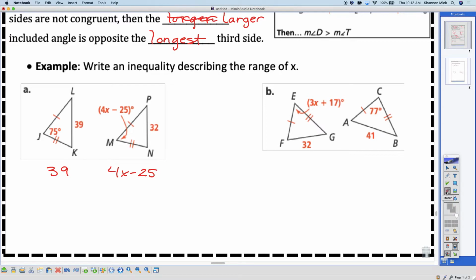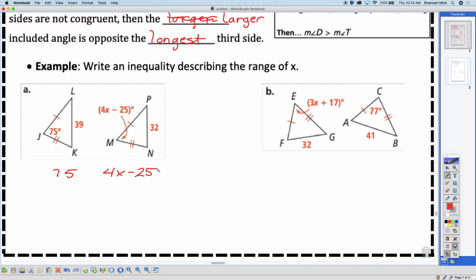What did I do? I mixed an angle with a side. Can I mix an angle with a side? No, it has to be angle, angle. We were doing sides, but the converse talks about angles. So it'd be 75, so 75 and 4x minus 25. Thanks for catching that one.